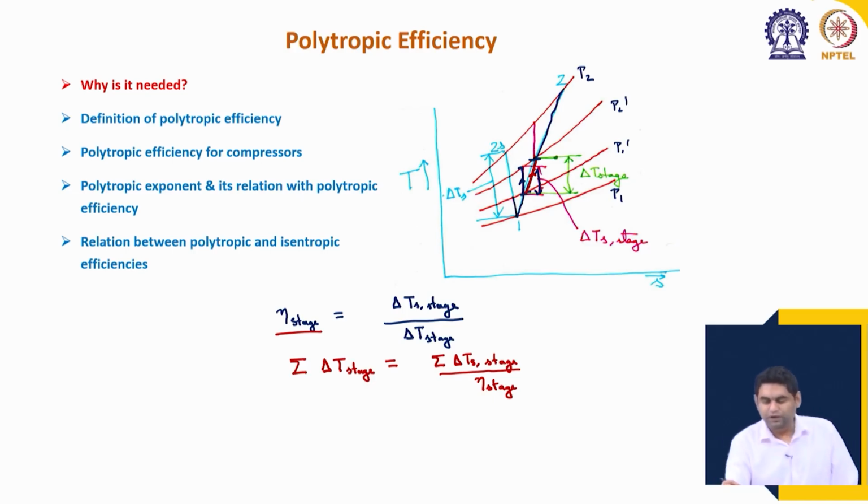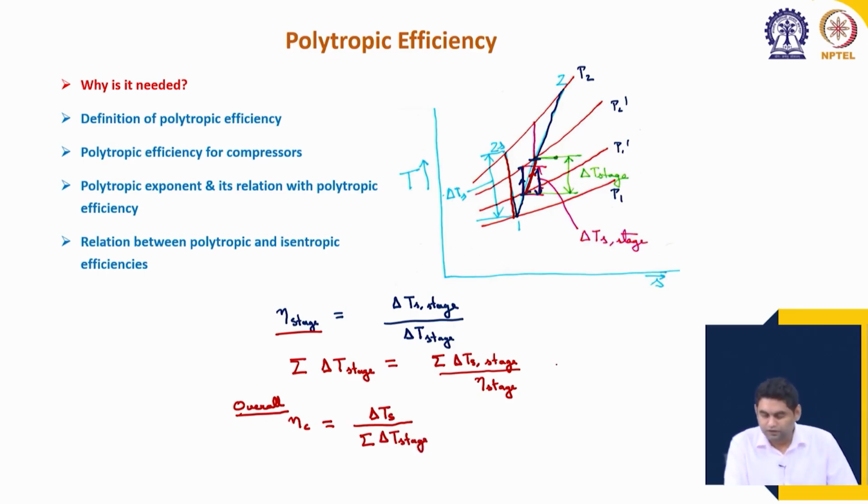Separately, we can also see the overall efficiency of the compressor, if I define the overall efficiency for the overall process. This can be written as this length delta T s, the overall isentropic compression by this line going from 1 to 2, divided by the summation of delta T stage.